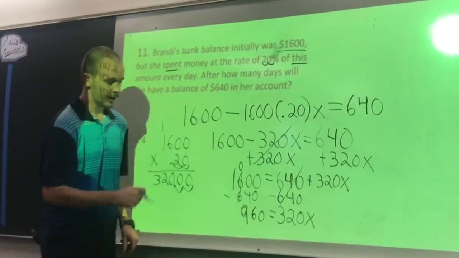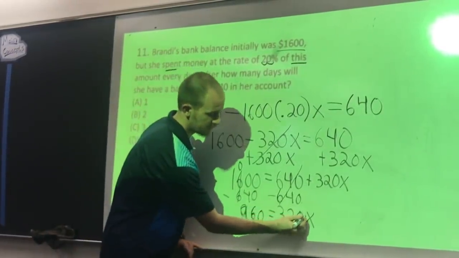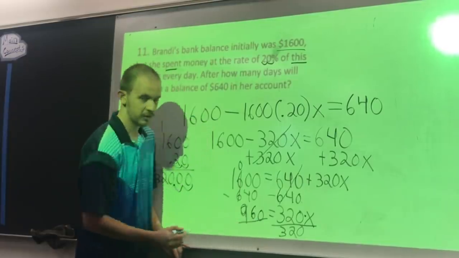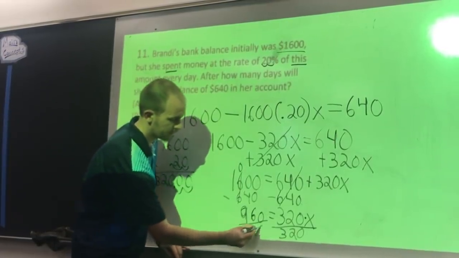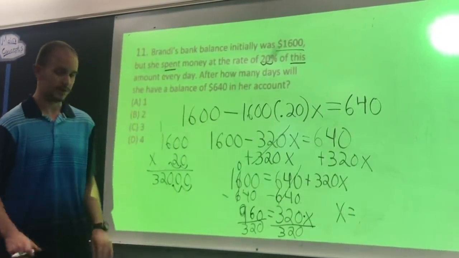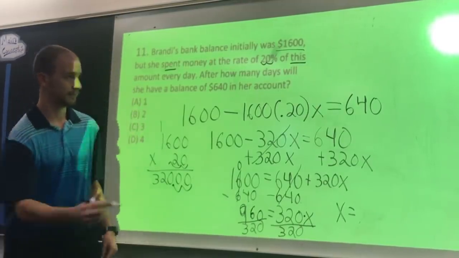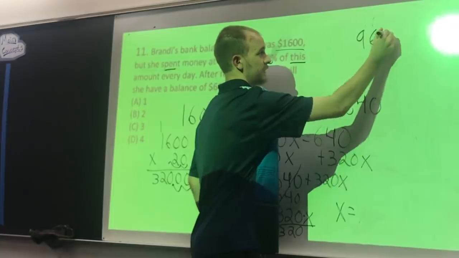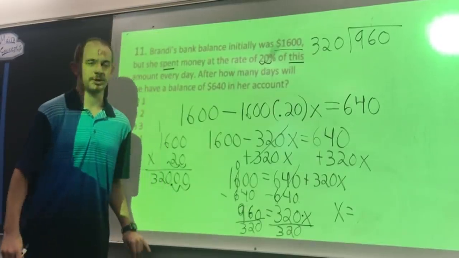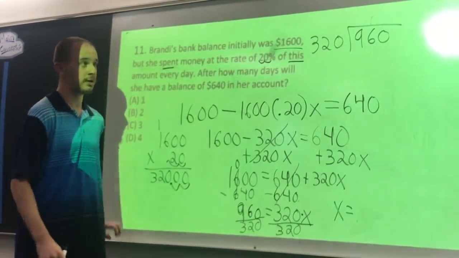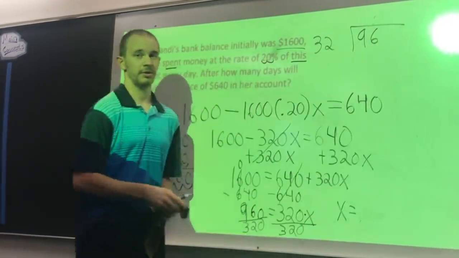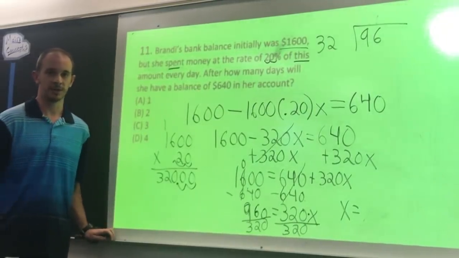Our X is attached to our 320 by multiplication, so to undo this, we do the opposite, which is division. What I do to one side, I must do to the other. I'm going to bring my X over here for our final answer. Now we have 960 divided by 320. Coming up here for some extra room. Now another quick little trick about division. If both your numbers have a 0 in it, you can technically get rid of both. So instead of doing 960 divided by 320, I can do 96 divided by 32.